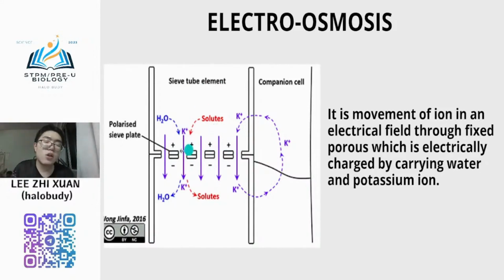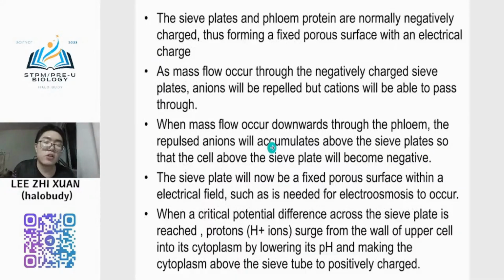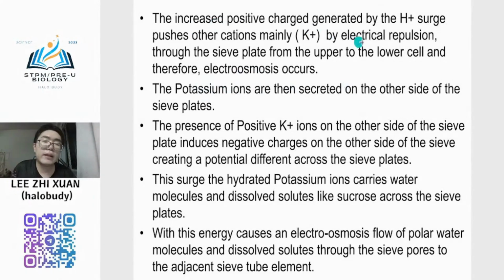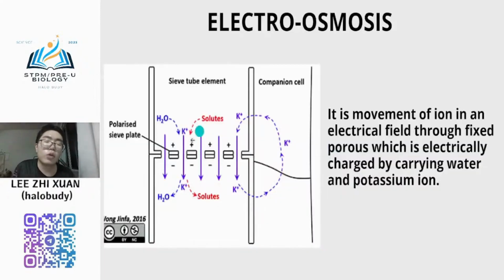Okay, so when the upper part becomes positively charged, you see this here. So when there is an electric charge, electroosmosis will occur. So how does it occur? Your positive ions on one side of the sieve plate will induce a negative charge on the other side of the sieve plate, creating a potential difference across the sieve plate, so that your potassium ions will start to diffuse out, because they need to induce the charge at the lower part of the sieve plate.